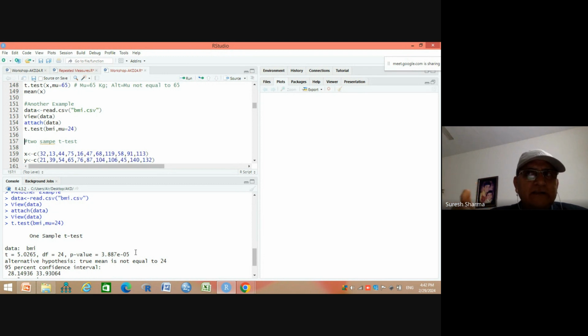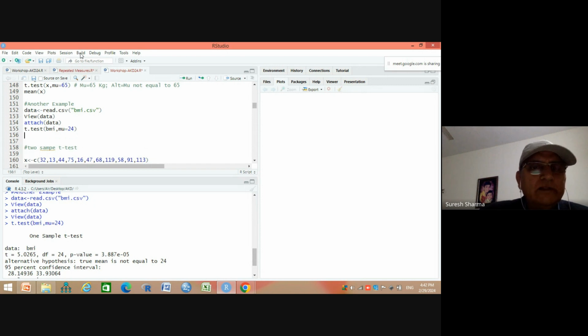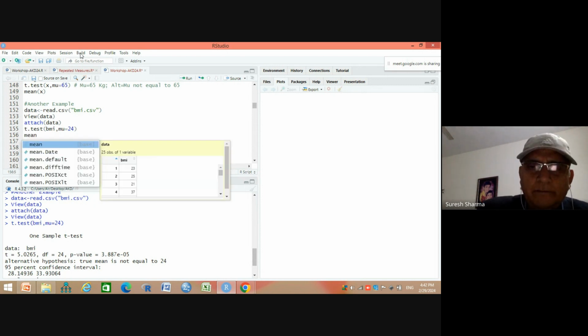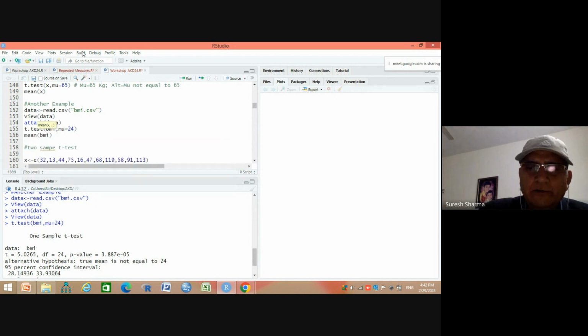Suppose I had accepted this. If you accept this, that means these people have a normal BMI level. There is no problem at all. Right? But now I have rejected this. Now the next question is whether people have an overweight problem, underweight problem, or obesity. Go for the mean. Mean BMI. Check this value.